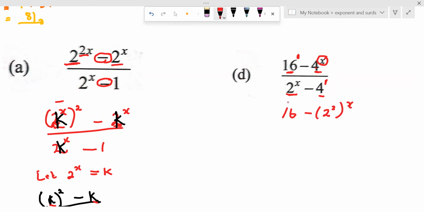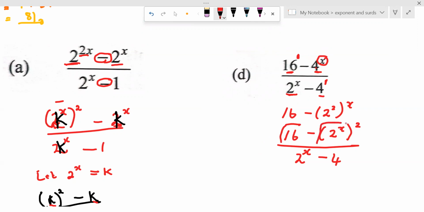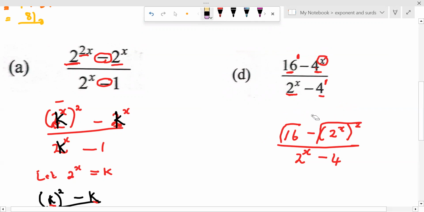Now, what did we say? We said this can be rewritten as 16 minus, open bracket, 2 to the power of x, all squared, all over 2 to the power of x minus 4. Now we can clearly see here that if we put a square root here, it will give us a 4. And then if we put a square root here, it should give us 2 to the power of x. But I made a mistake here. I didn't write the denominator.